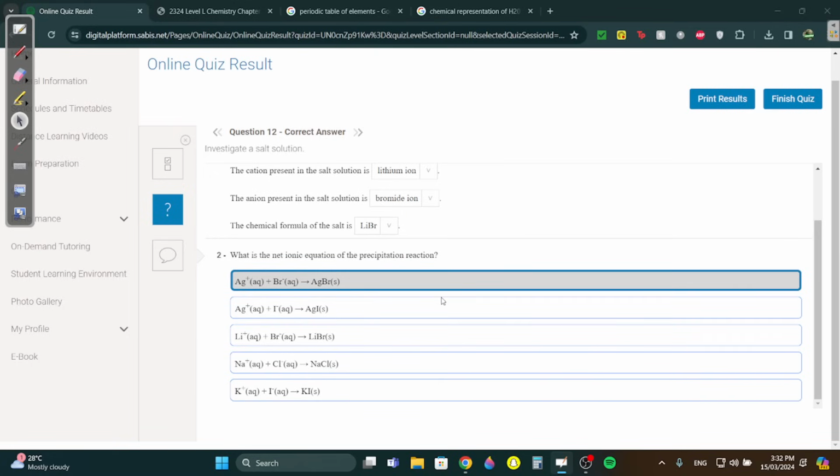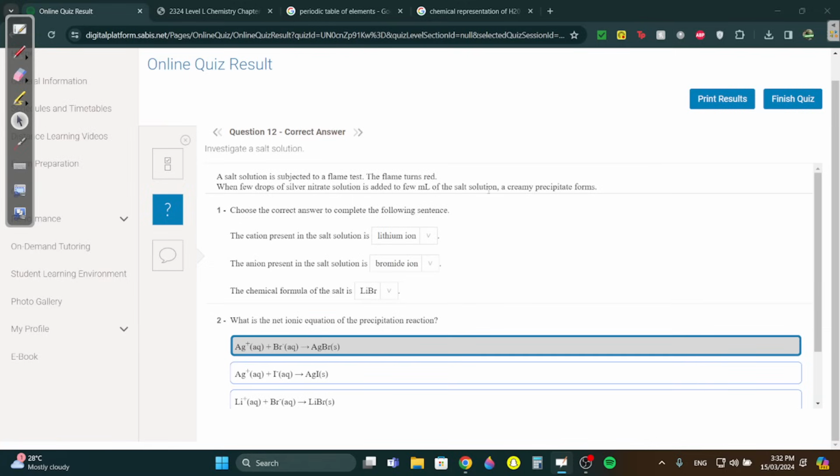Part 2, what's the net ionic equation of the precipitation reaction? Okay, the net ionic, since we're talking about the creamy precipitate, we got Br, yeah? And we're adding silver nitrate. I told you for the precipitation reactions with AgNO3, the silver nitrate, for the creamy and the yellow and the white, it's always Ag+ plus Br- to produce AgBr. Okay, the states are aqueous, and then solid, because this is a precipitate.